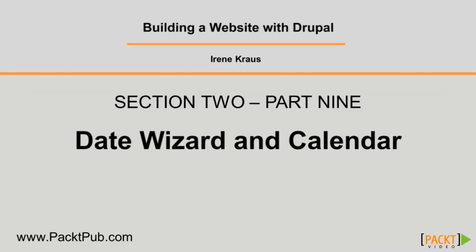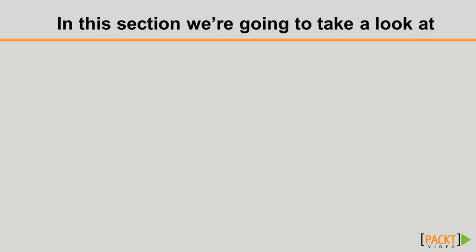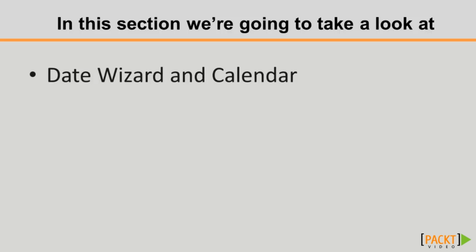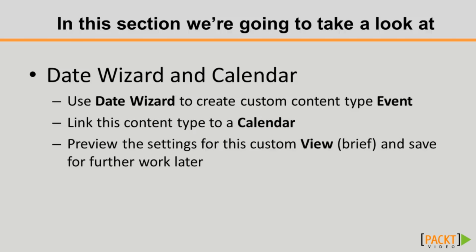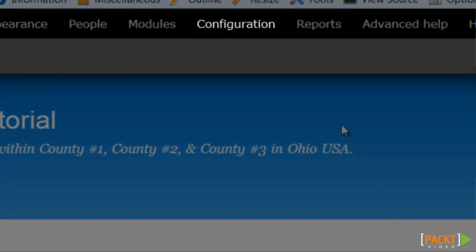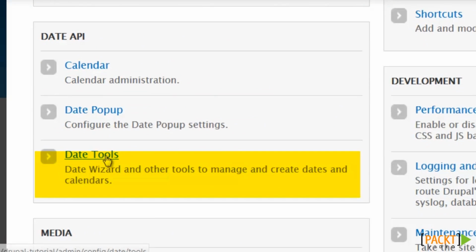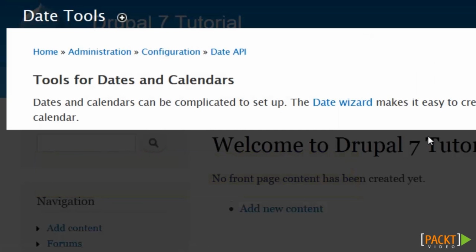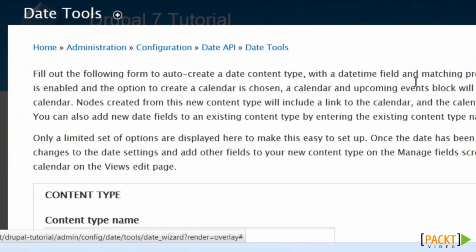Now we're turning our attention to the date wizard and calendar because we want to create a custom promotional event content type using the wizard that is going to then be linked to a calendar that is custom view, which we will review briefly as it's created by the wizard and save it for work later. Using the date wizard, which is found under configuration and then date, to create a custom content type such as we are planning to do is quite easy.